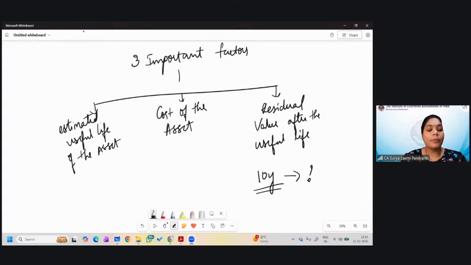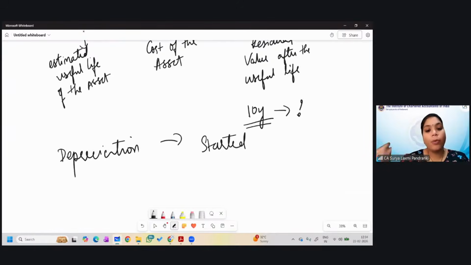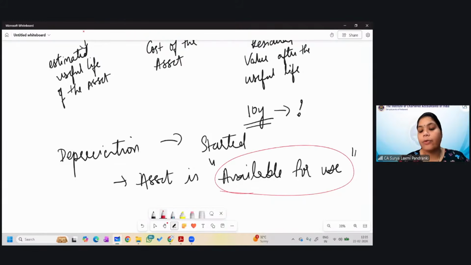Now, when will you start depreciating? When will you start providing the depreciation? Depreciation should be provided when the asset is available for use. What is the word? Available for use. Now, this word is very important. Available for use, which means what? Sometimes, though the asset is available, which means the construction is done, the building's construction is done, it is ready for usage, but you did not use it.